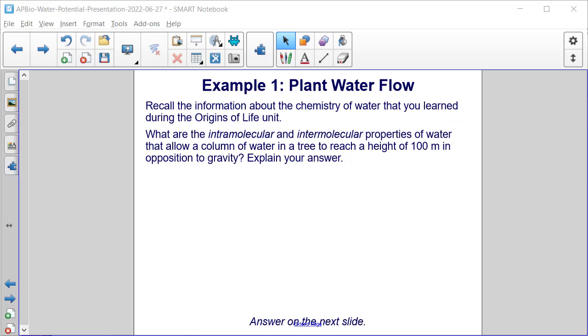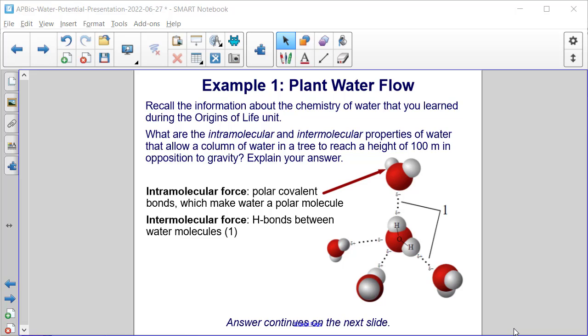Example 1, plant water flow. Recall the information about the chemistry of water that you learned during the Origins of Life unit. What are the intramolecular and intermolecular properties of water that allow a column of water in a tree to reach a height of 100 meters in opposition to gravity? Explain your answer. Okay, let's first define the two intra and intermolecular forces at play here.